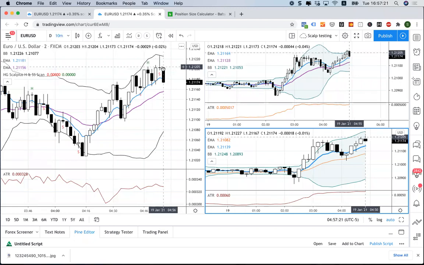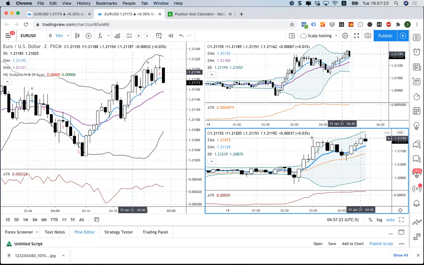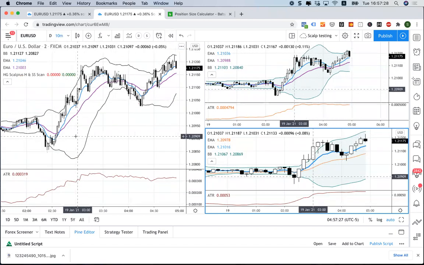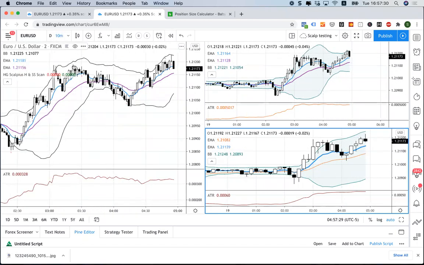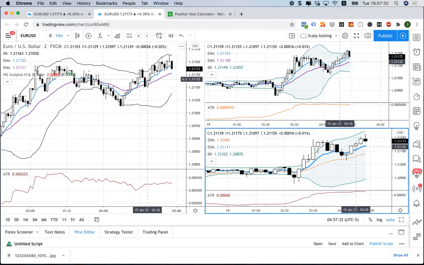You can see if we get a short setup here, we don't have confirming evidence on the 10, which is a good thing, because this would be a shitty place to go short. Market's already tipped its hand. This is a low probability short here.